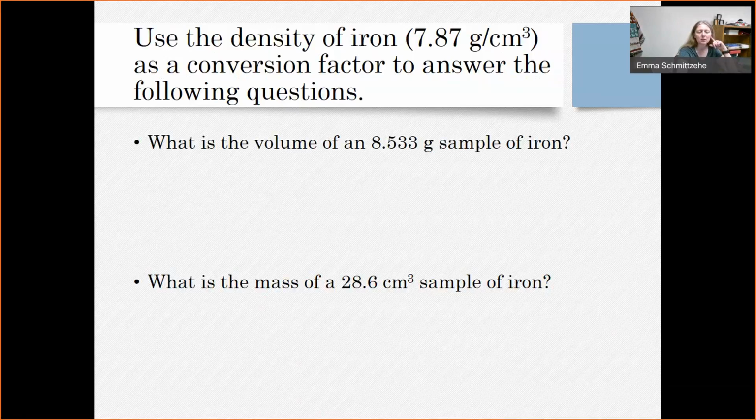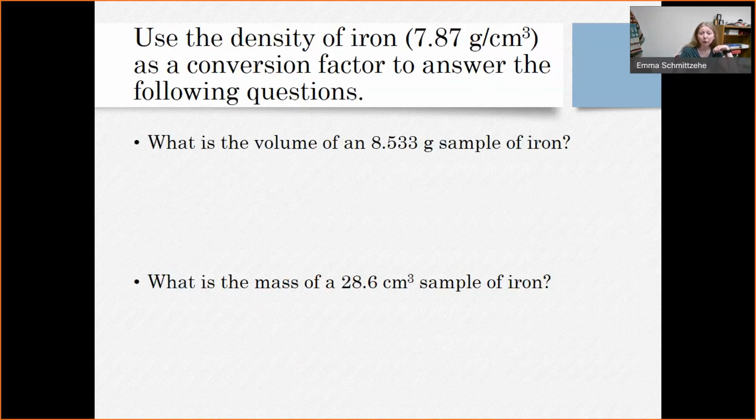And I say to use it as a conversion factor, or I could say as a unit factor, if that helps. And so we're going to use it as a conversion factor or unit factor, meaning we're going to do dimensional analysis using density, okay, instead of relying on this equation to do these calculations.